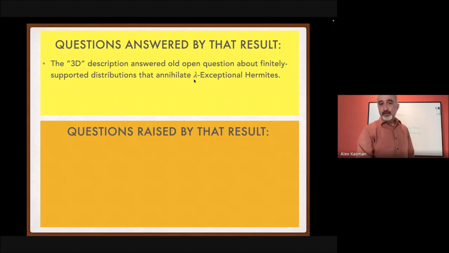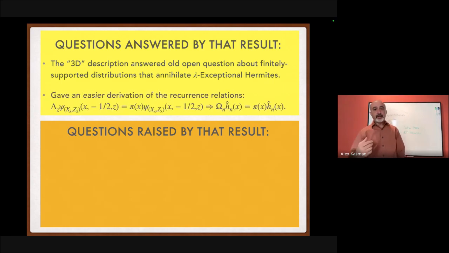So for each lambda, there's some finitely supported distributions that annihilate all the exceptional Hermites. We were able to describe that in terms of the KP theory, something that wasn't there before. And we also found a much quicker way to find the recurrence relations. Remember, that was why I got brought into this in the first place, was to find these operators. Turns out you can make them in a simple way out of the differential operators that we already knew these wave functions satisfy. So we knew that they were eigenfunctions for a differential operator in Z. There's just a translation you can do to turn that into the corresponding recurrence relation.